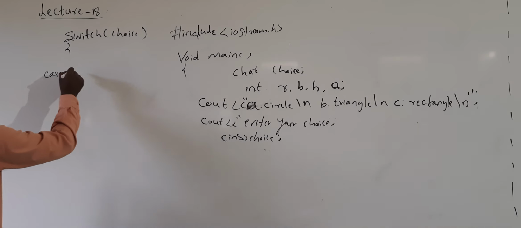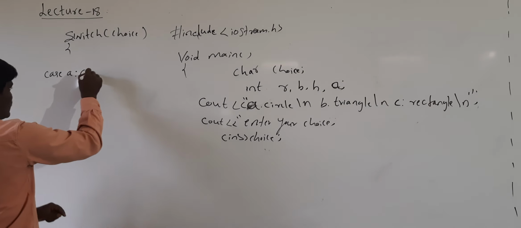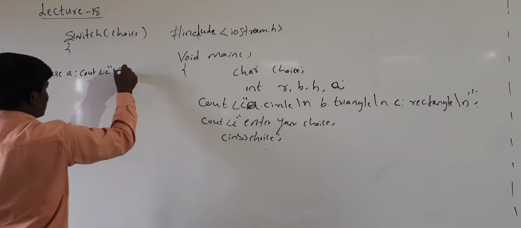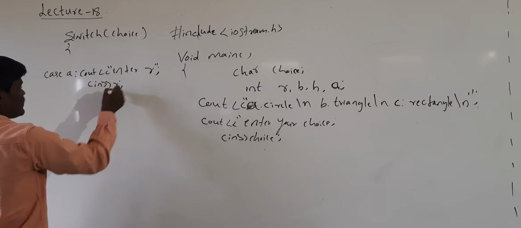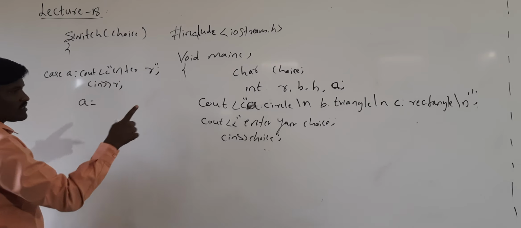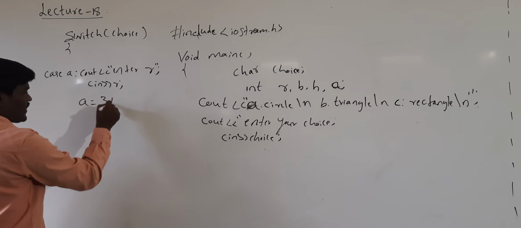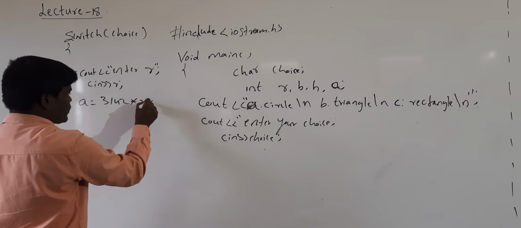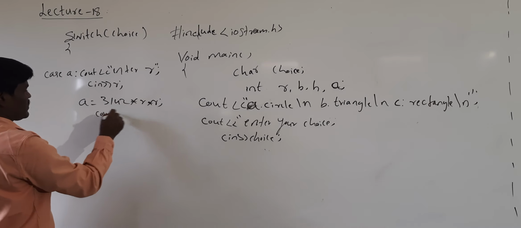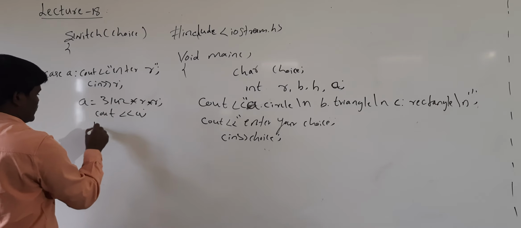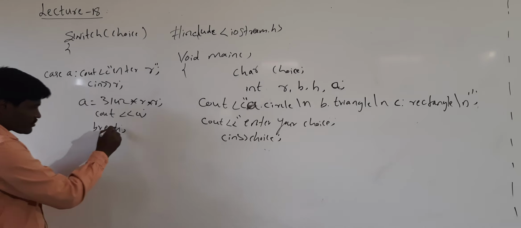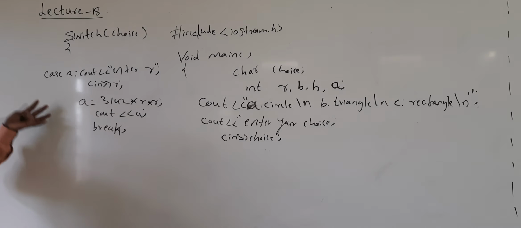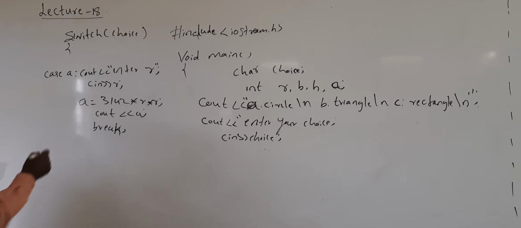Okay, next case A, cout enter R, cin R. Next A is equal to, circle formula is 3.142 into R into R. Next we have to print cout of A. Next break, bracket. So like this we have to write the cases. Okay, this is the case A.